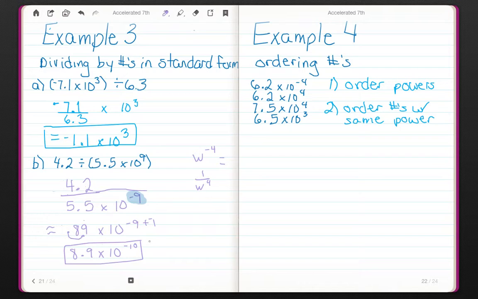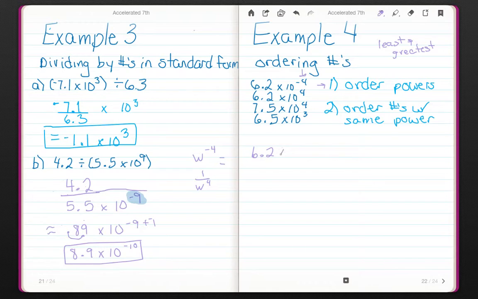Okay, example 4, ordering numbers with scientific notation. This has two steps. Step 1, we're going to order the powers. So I'm going to look just here at my powers, and I'm going to say, okay, negative 4 is the smallest. In this instance, I'm ordering from least to greatest. You would do this in the opposite order if you were going from greatest to least. So far, 6.2 times 10 to the negative fourth is the smallest because it has the smallest exponent.